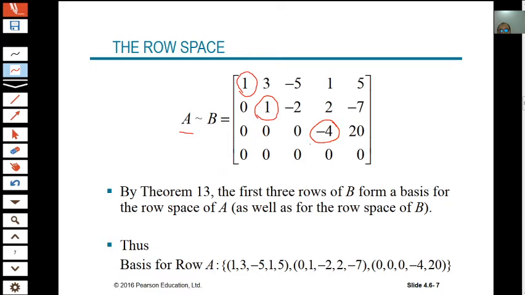To determine the pivot positions, another way is to find the leftmost non-zero numbers of the rows. This is the leftmost non-zero number for the first row, and this is the leftmost non-zero number for the second row, and so on. So A1 has the pivot position, A2 has the pivot position, and A4 has the pivot position. And when we look at the rows, this is the non-zero row R1, this is the non-zero row R2, and this is the non-zero row R3 of the echelon form.